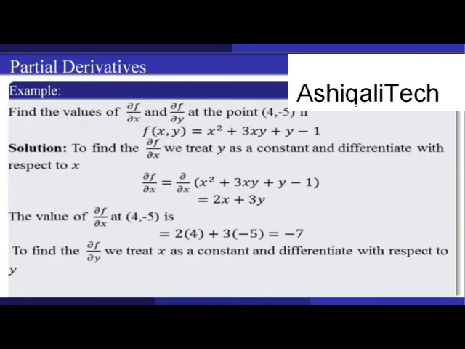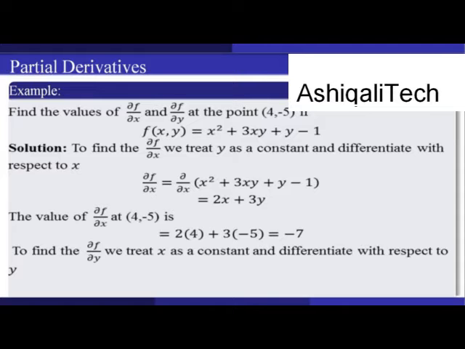Now we look at an example. Find the values of partial f by partial x and partial f by partial y at the point (4, -5) if f(x,y) is given by x squared + 3xy + y - 1.